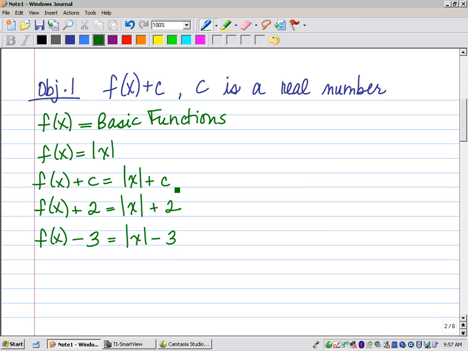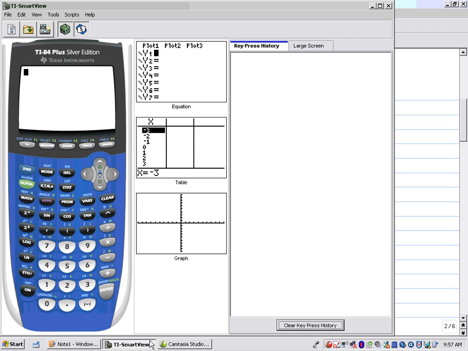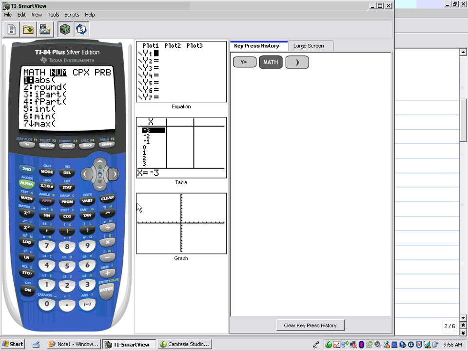So our goal right now is to understand when we change the original function by adding or subtracting a number to it, what happens to that original function. And we have the handy dandy calculator, so let's turn that on and see what's going to happen here. Let's look at the function that I just spoke about, absolute value of x. I'm going to press the Y= key, and remember, to get to the absolute value, you need to press the math key and arrow to num and select option 1, abs.